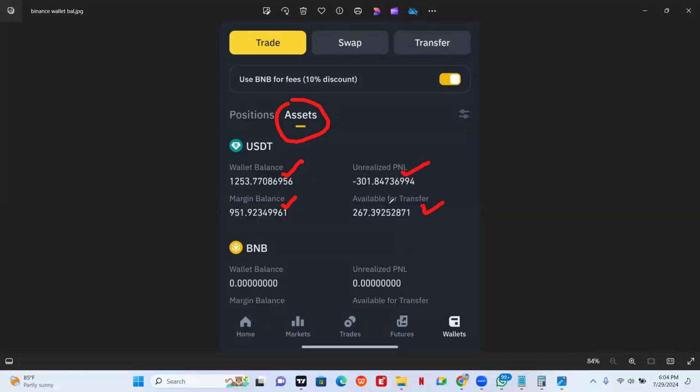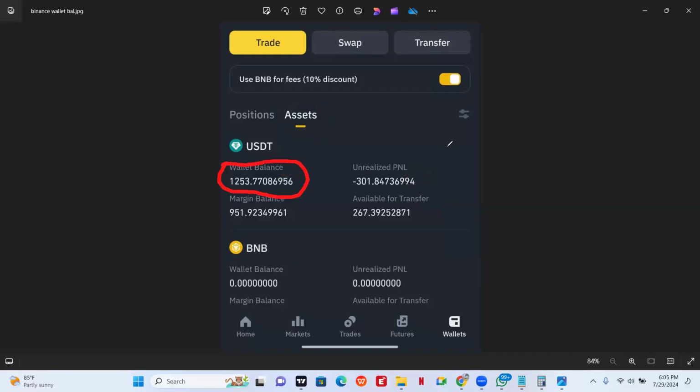Am I clear on this? You see all these things. So now, what do you do when you see these things? How do you interpret your account? It simply means that, let me start with the wallet balance. Your wallet balance tells you your total, your capital and your profit.